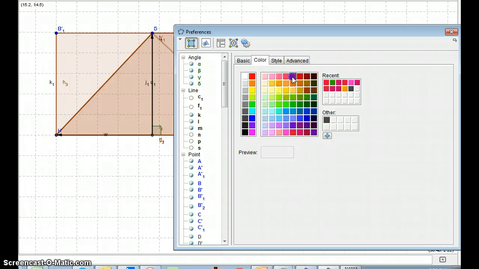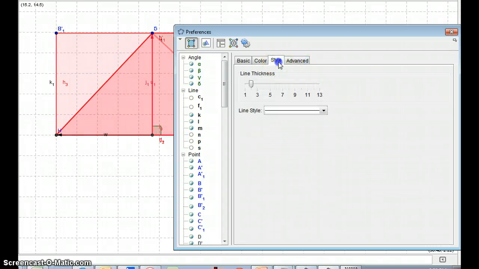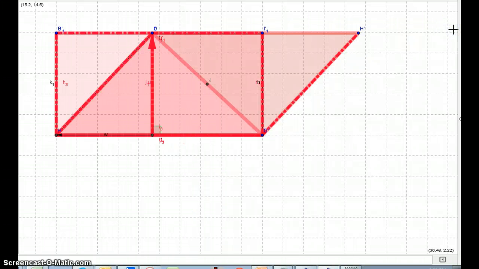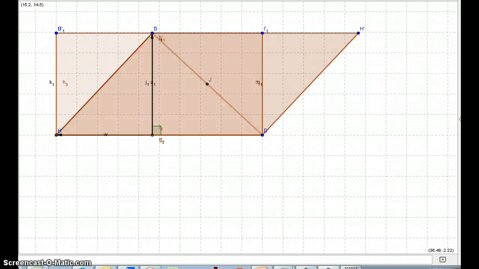Let's give it a bright red. Fancy. Thick line. Well, that's crazy. Not what I meant to do at all. Well, this is a pretty good looking height right here.